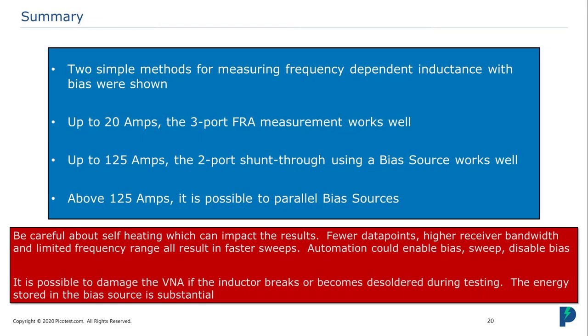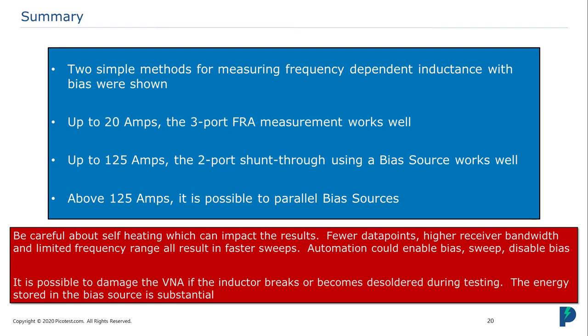So today I showed 2 simple methods for measuring frequency-dependent inductance that include DC bias. I showed the 3-port FRA measurement that works well up to 20 amps. I showed a 2-port shunt-through measurement using the J2131A DC bias source that works up to 125 amps. And of course, you could parallel J2131As if you need to go to even higher current.